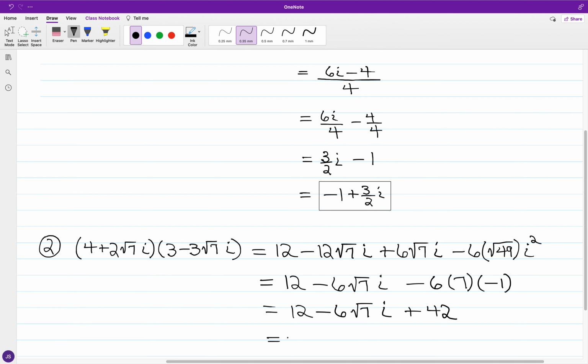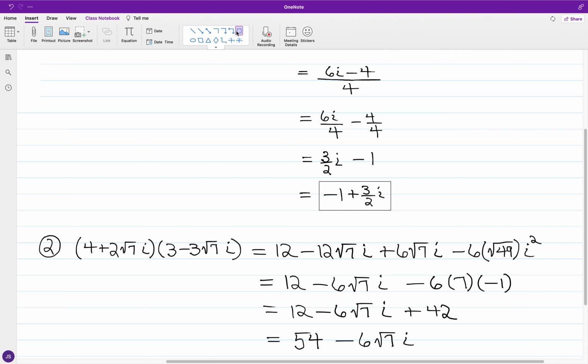And so what is going to form a will be the sum of 12 and 42, which will make 54. And the bi term is going to be the negative 6 times the square root of 7 times i. And that will be the final result for this one.